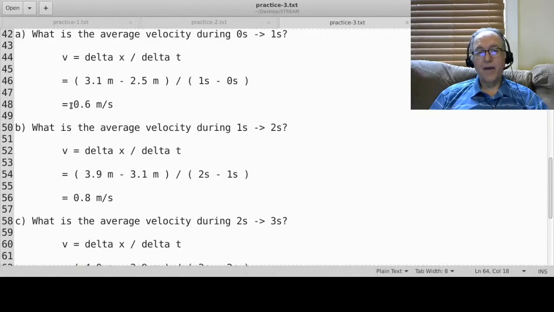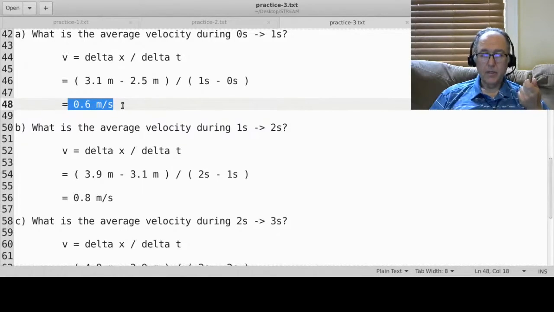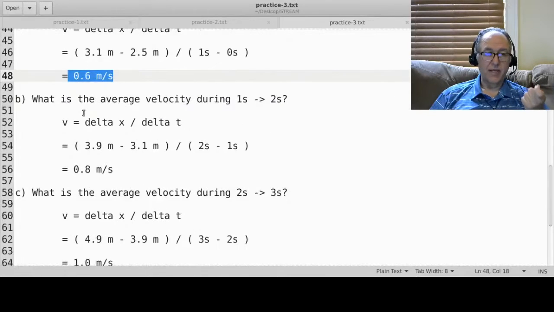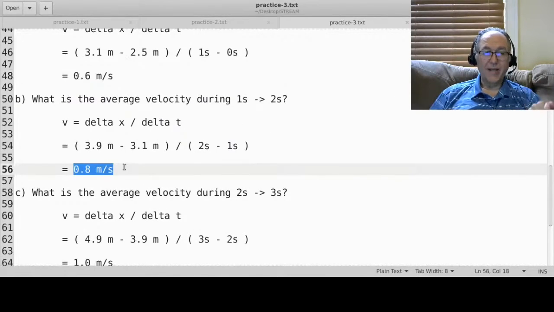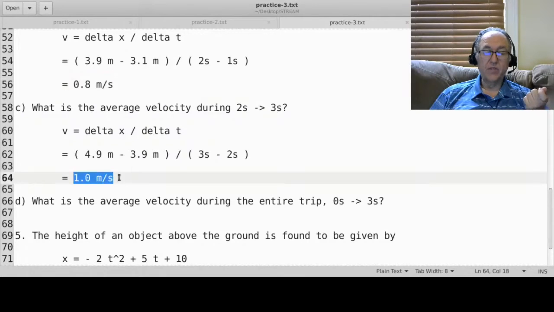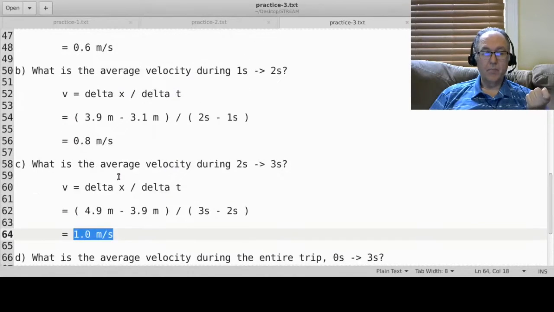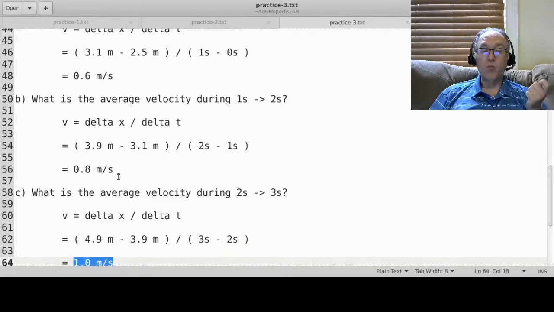So here we have our average velocity during our first time interval of 1 second was 0.6. Then that went to 0.8 meters per second, and then that increased to 1 meter per second. By the way, the reason I made the numbers do this is because the average velocity is actually increasing over time here. And whenever you have an average velocity that increases over time, you've got an acceleration.